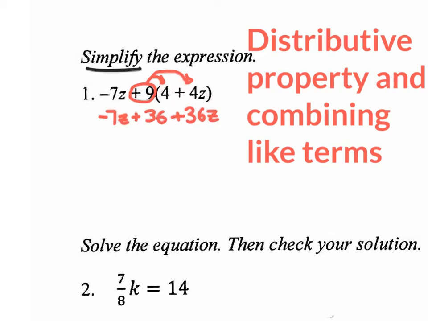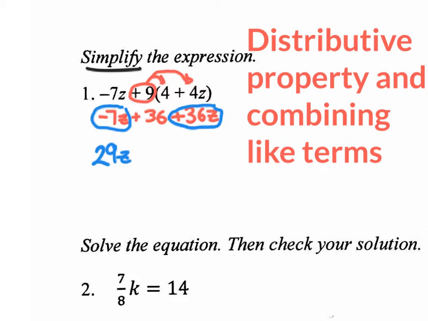So what do I have here? I have 3 terms, negative 7z with the positive 36z, and of course the plus 36. But I'm going to combine the z's with the z's. So I have negative 7z combined with positive 36z, and we will get 29 of those z's.